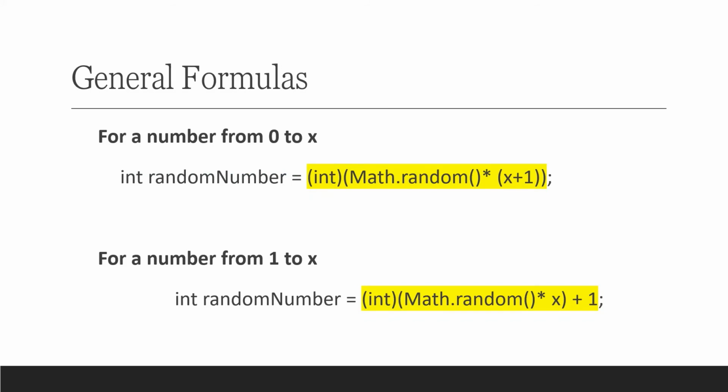So the general formulas, if you want to generate a number from 0 to x, you say (int)(Math.random() * (x + 1)), and don't forget to close the brackets. If you want a random number from 1 to x, it's going to be (int)(Math.random() * x) + 1. If you're good at learning formulas, learn this one off by heart. Otherwise, please just remember that Math.random on its own gives you a number from 0 to 0.999, and you can always work it out according to what numbers you want in the end.